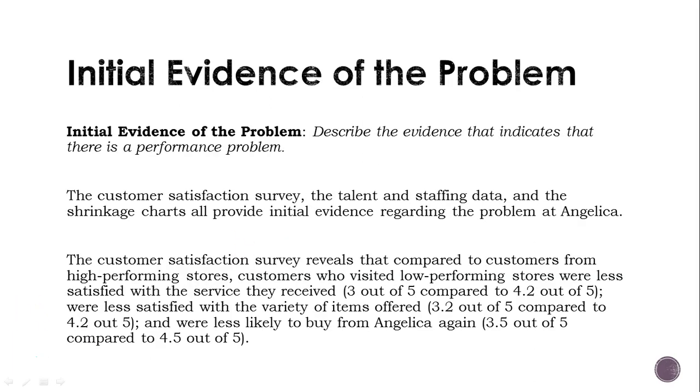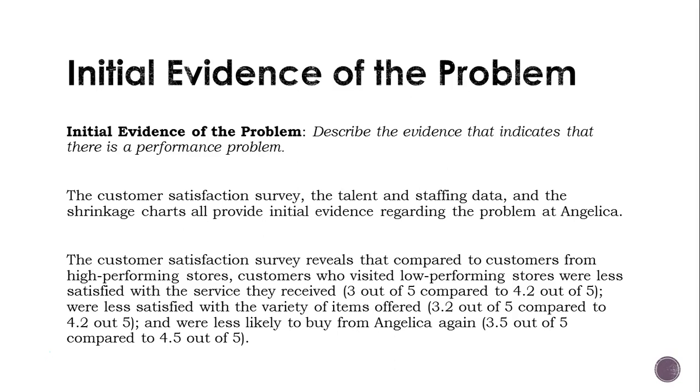So the next step, you'll take a look at initial evidence of the problem. Initial evidence of the problem describes the evidence that indicates that there is a performance problem. So it is important to understand that if you're trying to identify a problem, it's not just a gut feeling, that you use data to back up what you think the problem might be. So in the Angelica case study, the customer satisfaction survey, the talent and staffing data, and the shrinkage charts all provide initial evidence regarding the problem at Angelica.